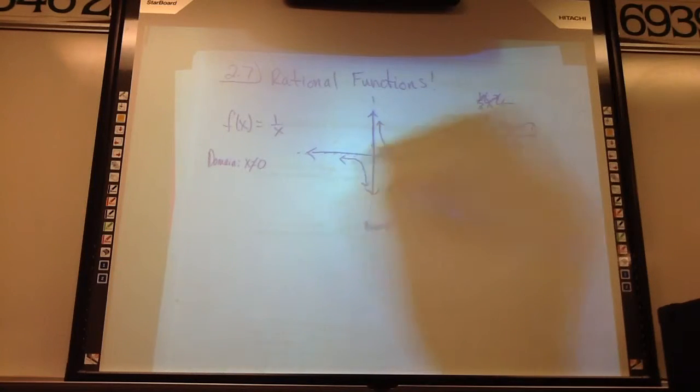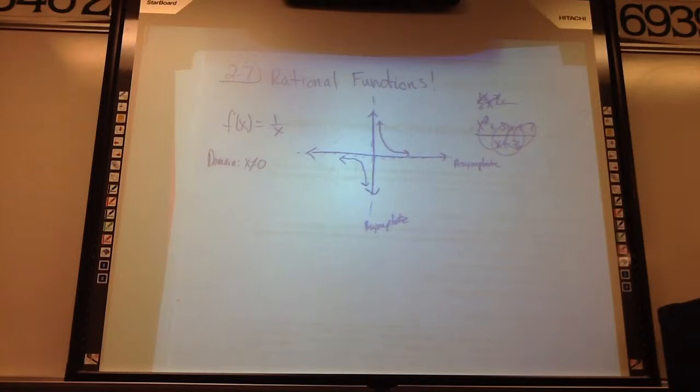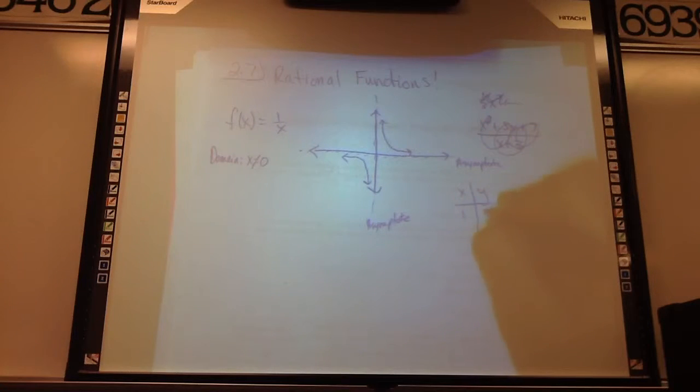If you wanted to graph it, you could plug in points, right? You could always plug in points. You could just make yourself a little table. X, y. When x is 1, y is 1. When x is 2, y is a half. When x is 3, y is a third. You can plug in points on anything.